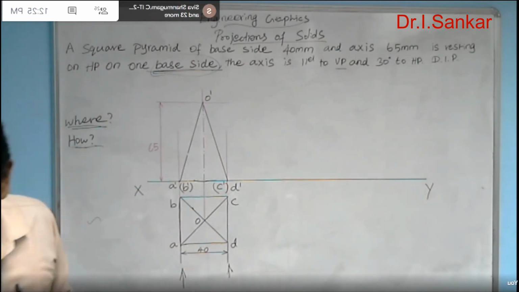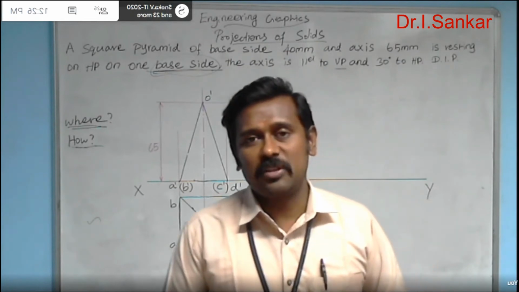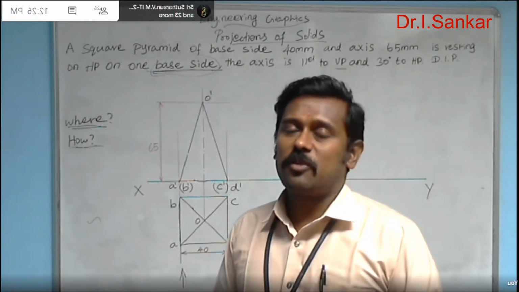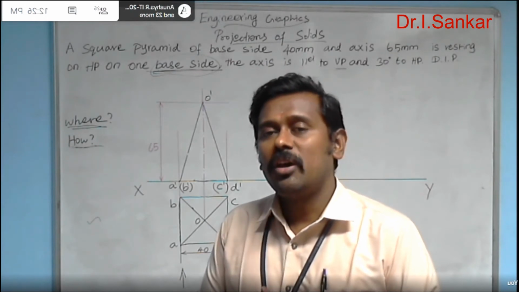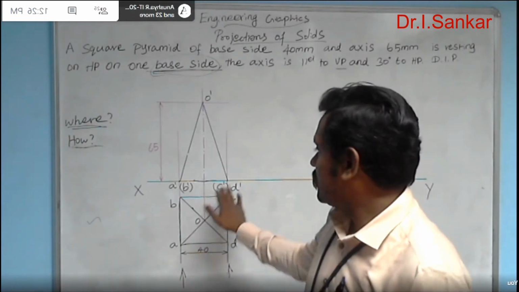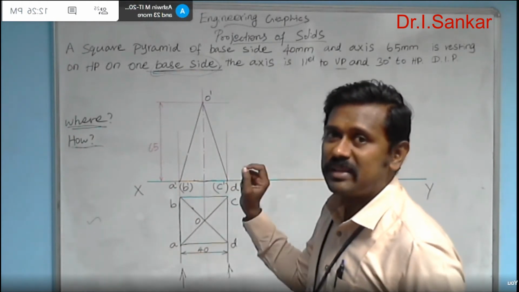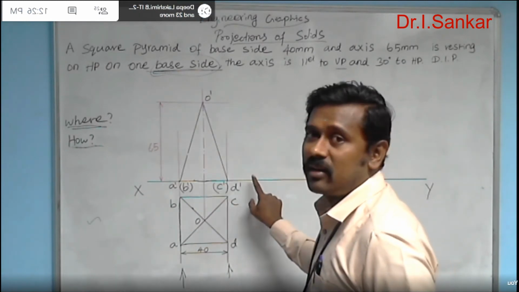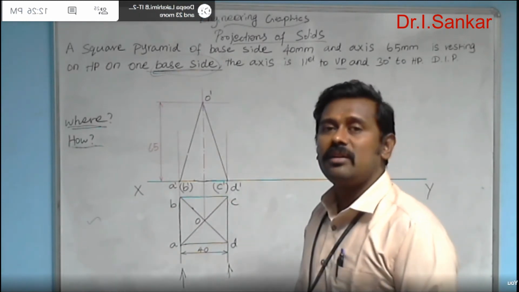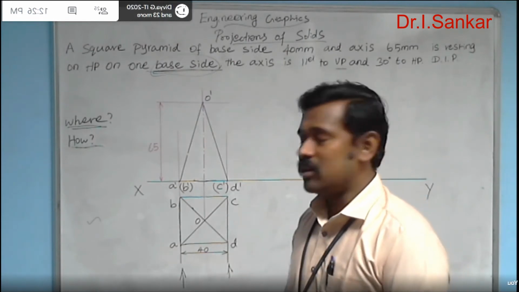After that we can go for thinking about the final condition. So this position is not the right position as per the problem statement. As per the problem statement, the solid needs to rest on HP, not with the entire base surface. It needs to rest on the HP by only one base side. In the meantime, the axis of the solid needs to be inclined at 30 degrees to HP. In that way only you have to provide the final condition.